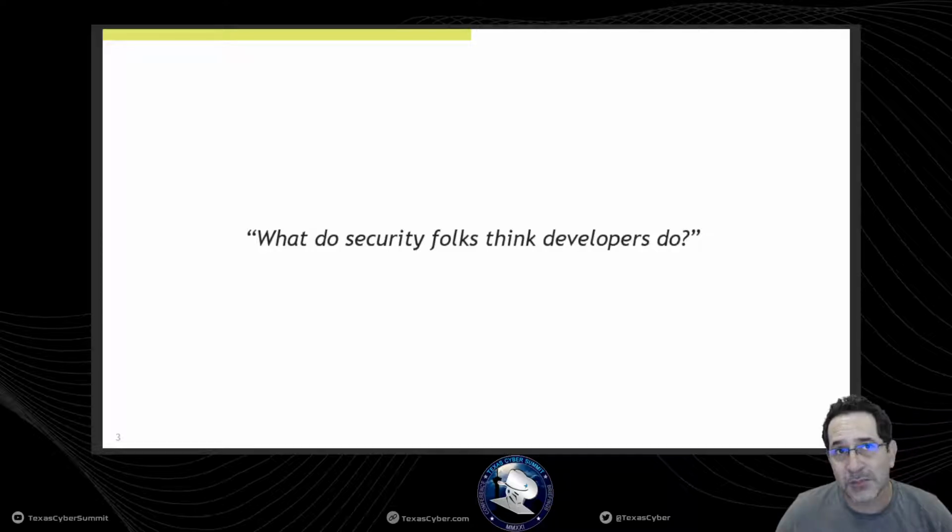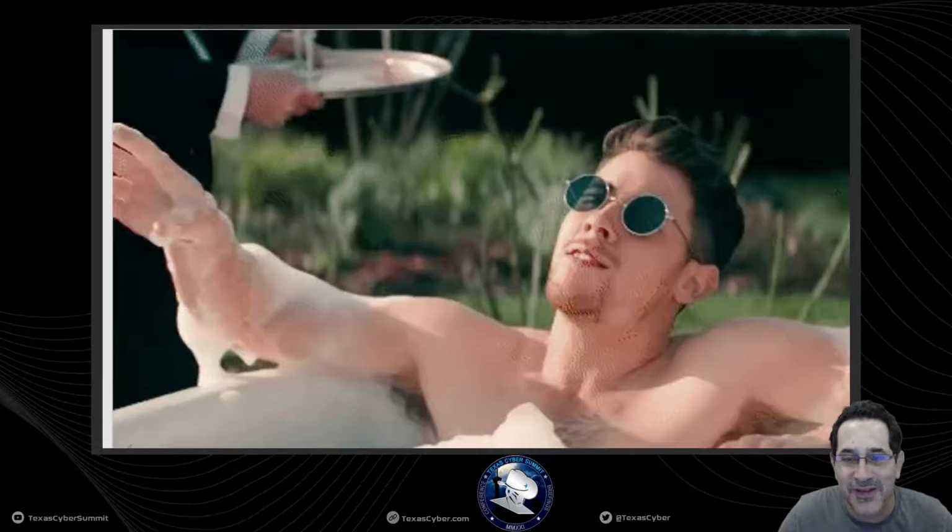So part of the problem is, what do security folks think that developers do? Well, and this is from experience. I know I'm generalizing, but this is the general feeling I get sometimes when I speak to security folks. Security folks think that developers are rock stars. They're kind of like the Jonas Brothers. I think this is Nick Jonas here. My daughters, of course, would know this for sure because they're all Jonas Brothers fans.